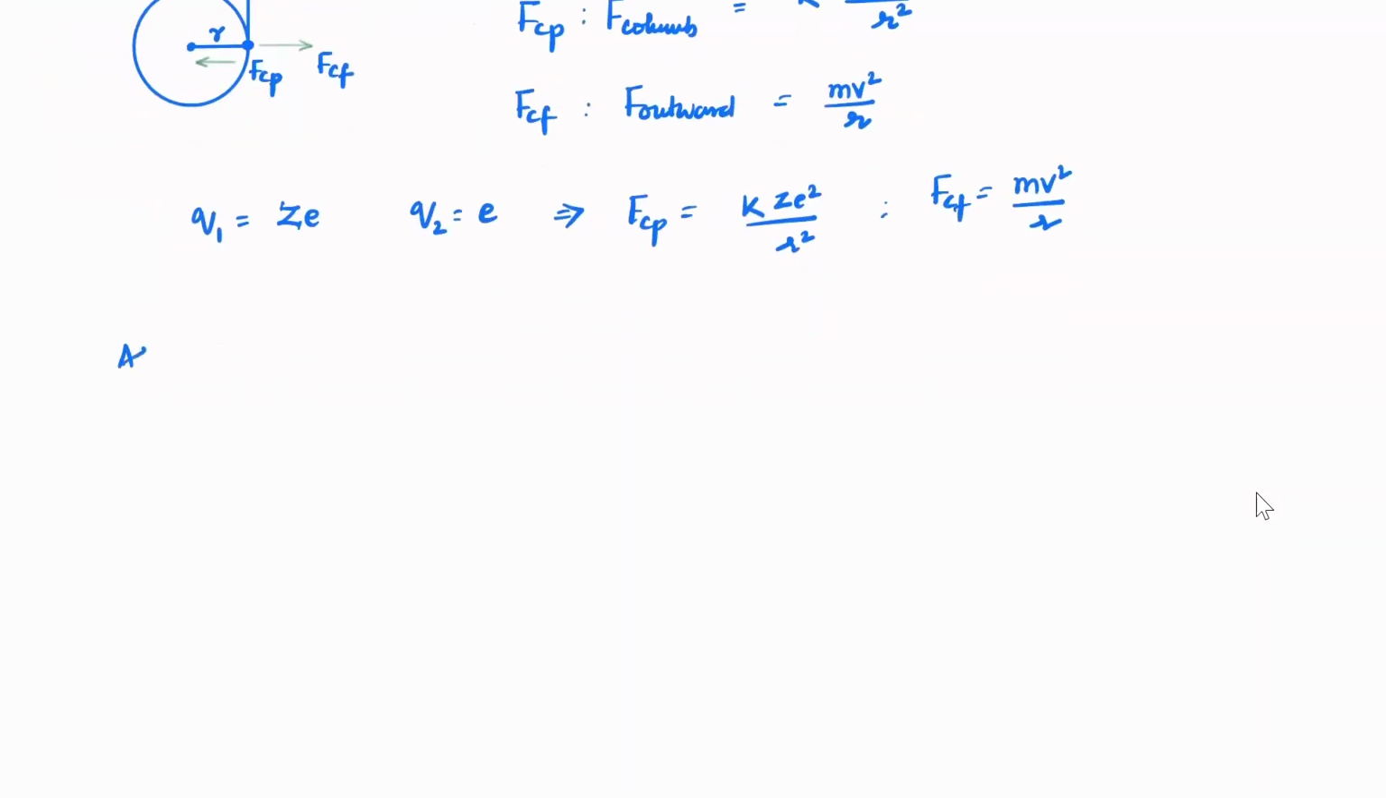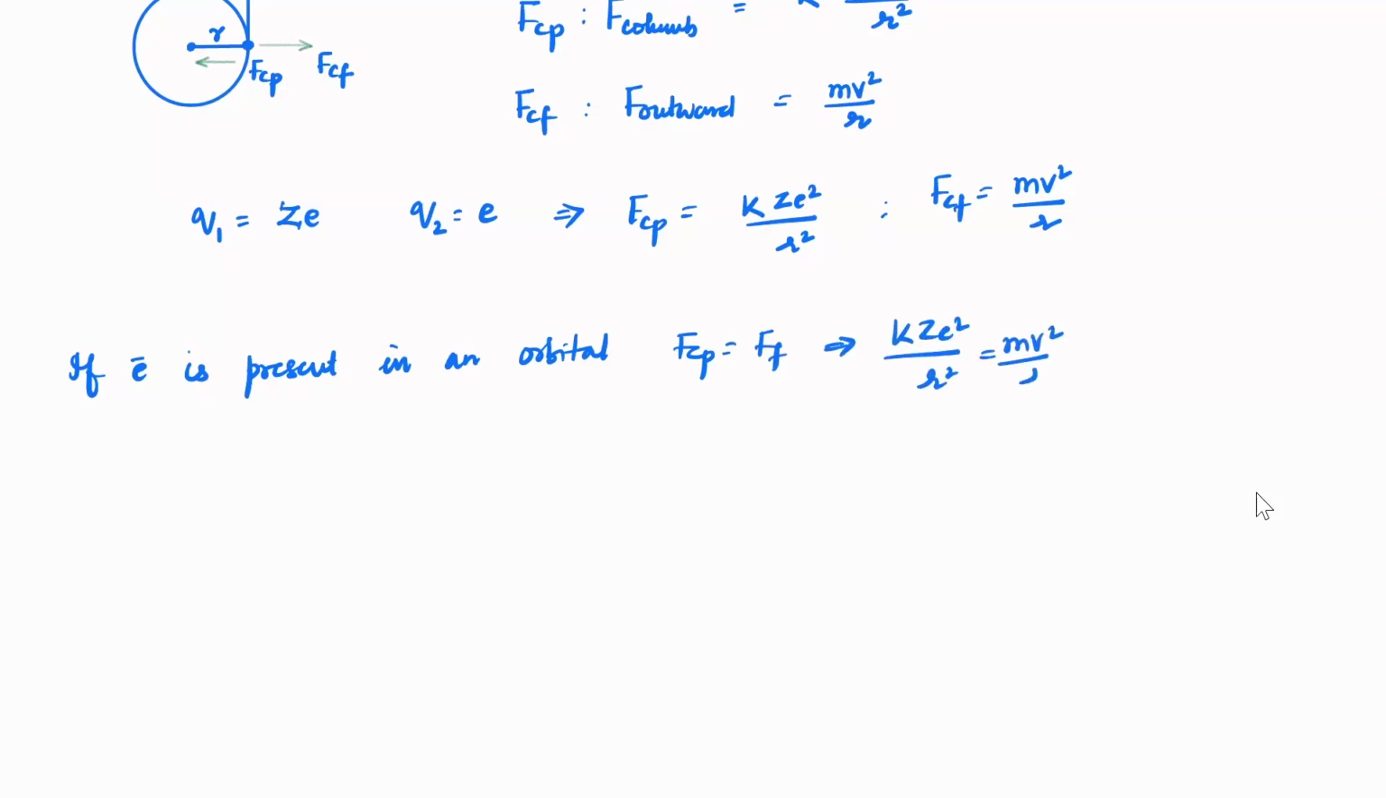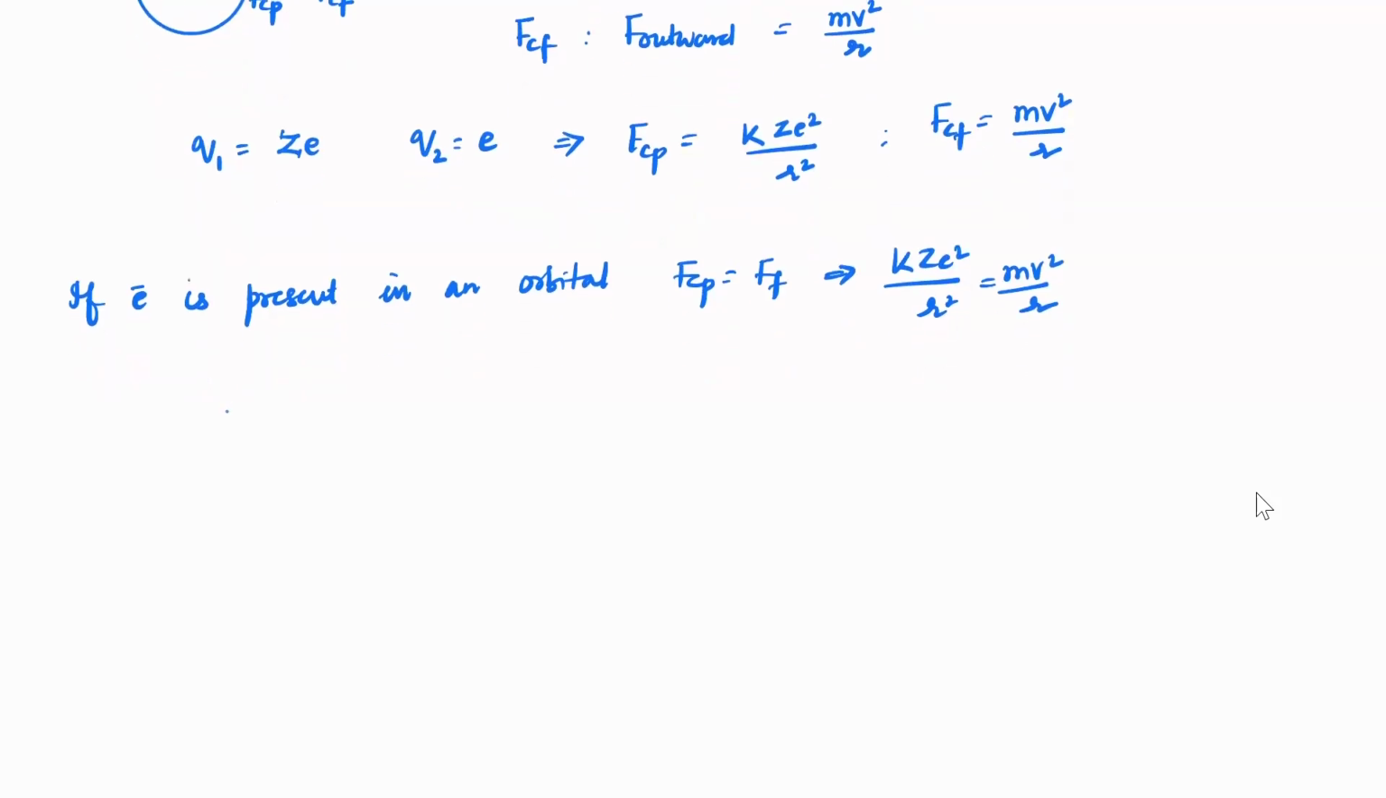And if an electron is present in an orbit, then centripetal force has to be equal to centrifugal force. So therefore, kze² by r² must be equal to mv² by r. And now another important point is, we know that mvr is equal to nh by 2π.